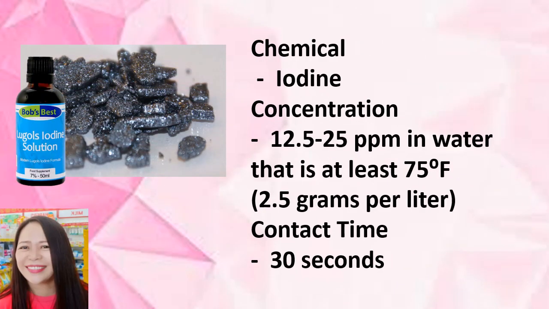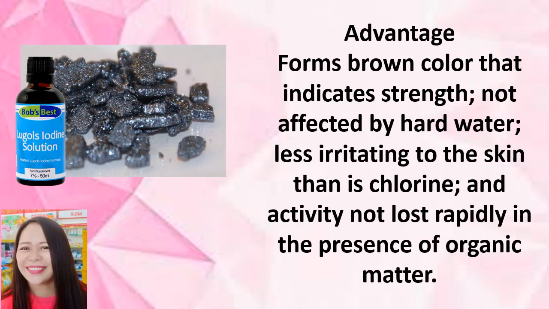Chemical: iodine. Concentration: 12.5 to 25 ppm in water that is at least 75 degrees Fahrenheit, 2.5 grams per liter. Contact time, 30 seconds. Advantage: forms brown color that indicates strength, not affected by hard water, less irritating to the skin than chlorine, and activity not lost rapidly in the presence of organic matter.